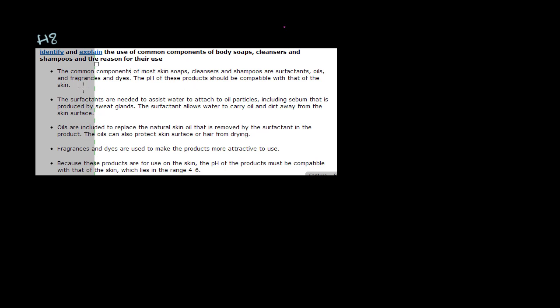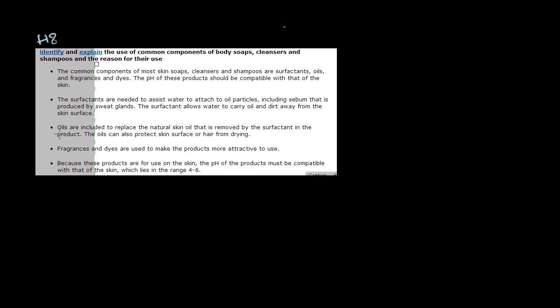So moving on, the surfactants are needed to assist water to attach to oil particles, including sebum that is produced by sweat glands. Now sebum is not only produced by sweat glands, it's also produced in the head. So if we're going to talk about shampoo, sebum is also in the hair, basically. The surfactant allows water to carry oil and dirt away from the skin surface. So if the surfactant is carrying away oil and dirt, the oil is most likely going to be sebum, which is pretty bad if it gets carried away.